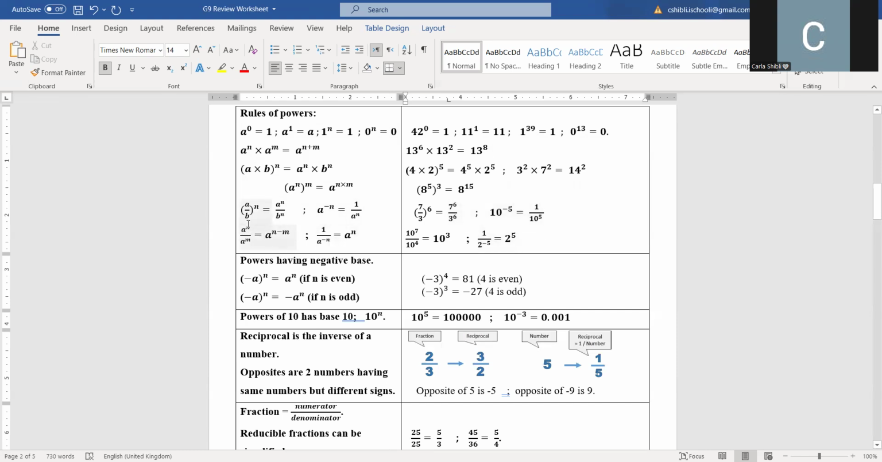Now we have a to the power n over a to the power m. I'm dividing two powers having the same base, different exponents. So it's a to the power n minus m.